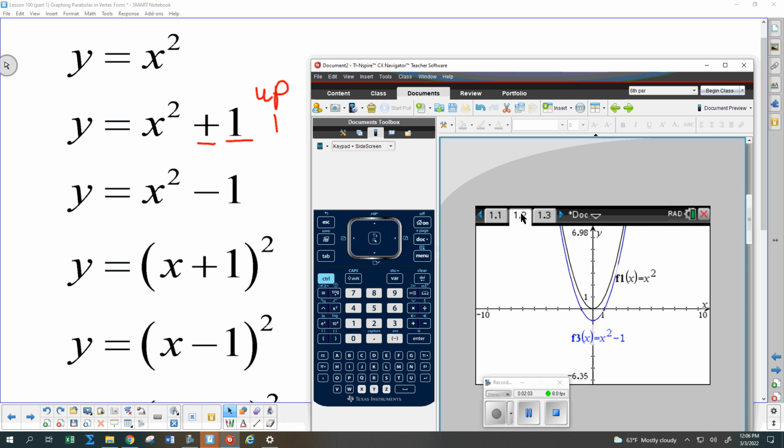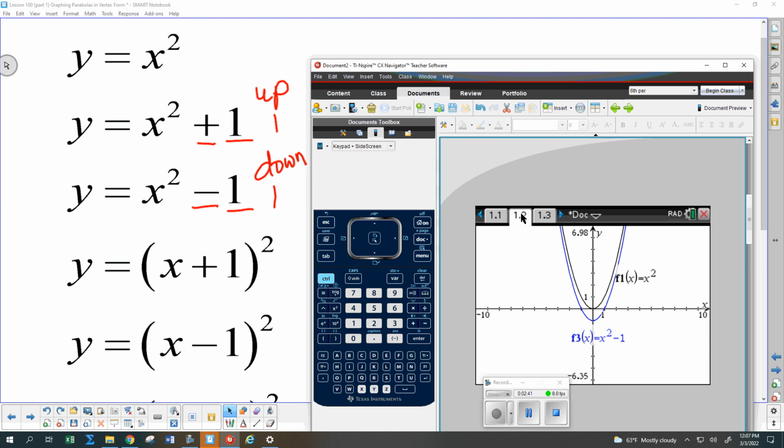And on my next page now, the black is still x squared, but now I have x squared minus 1. And which way did that move when I put a -1 at the end? So it's looking like the +1 at the end moved it up, and the minus moves it down, by however many that number happens to be. So if I did a +5 out here, which way do you think it would move? How many up if I had a +5? It would move it up 5, and so on.